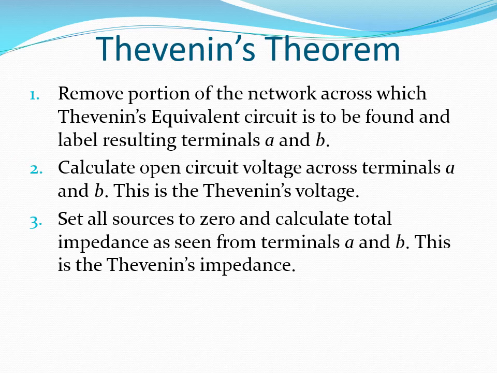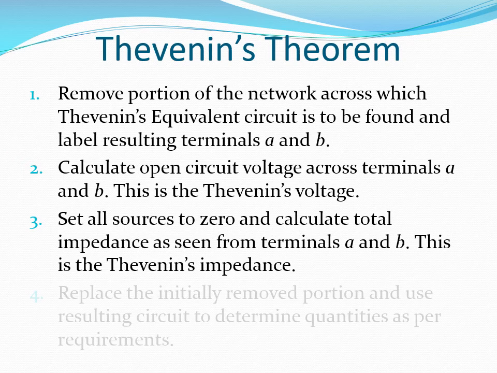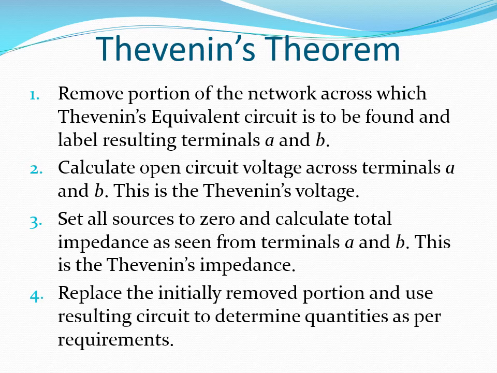3. Set all sources to 0 and calculate the total impedance as seen from the terminals A and B. This is the Thevenin's equivalent impedance. 4. Replace the initially removed portion and use the resulting circuit to determine the quantities as per requirements.